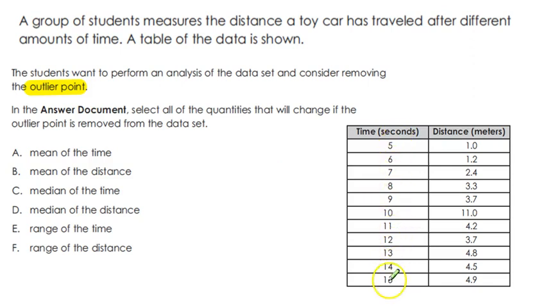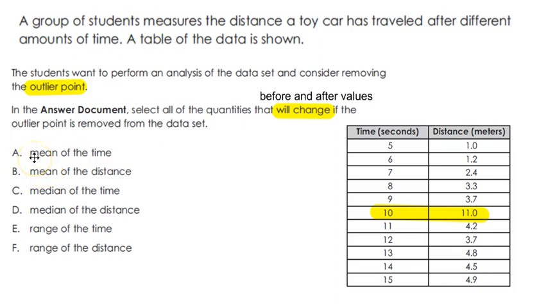So if we look at time in seconds, there's nothing that stands out. It just goes in order. If we go in distance, ones, twos, threes, fours, but we have that 11. That is our outlier because it's clearly not with the rest of the data. So you need to know that's the outlier point. And it says, select all the quantities that will change if the outlier point is removed. So that also means you need to know what the before and after values are, because you want to know the ones that will change.